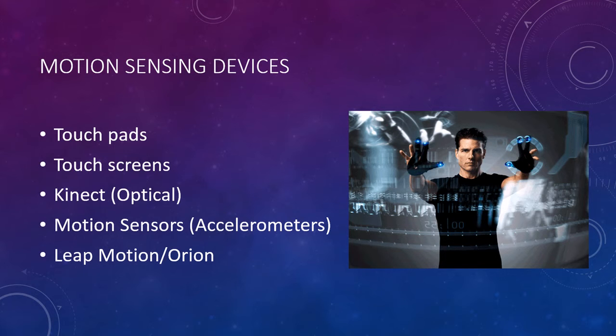The iconic scene from Minority Report with Tom Cruise, as shown there on the screen, comes to mind most of the time when people think, hey, wouldn't it be cool to have computer screens that float in the air and we just control everything with our hands. Let's talk about motion sensing devices.